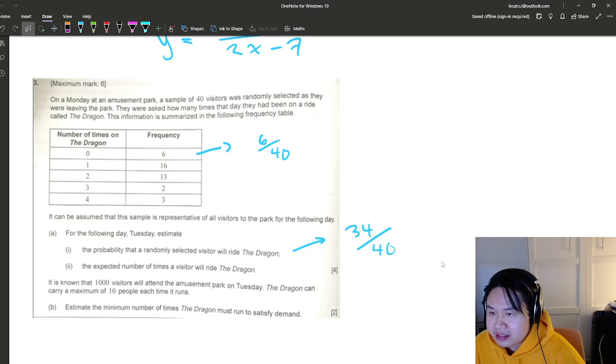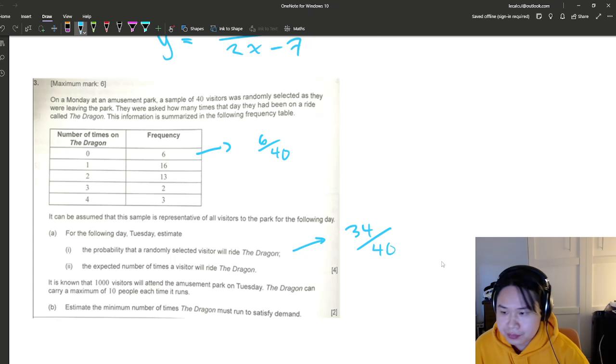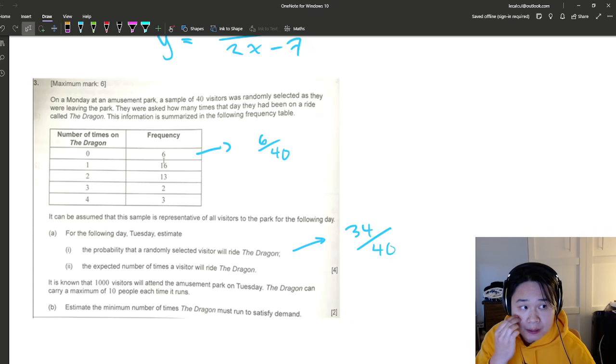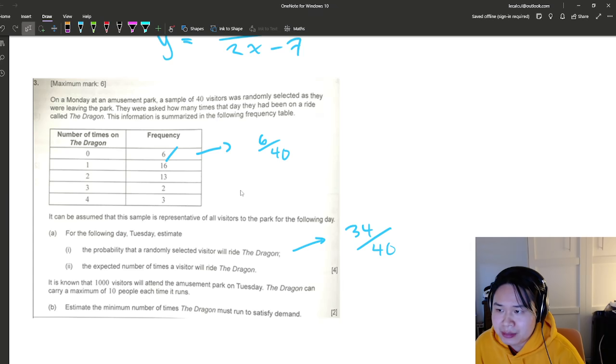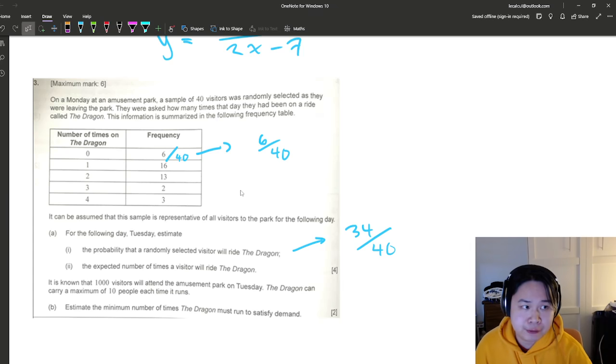Okay, and then we want to find the expected number of times a visitor will ride the dragon. To find expected value, we take the number of times and multiply by the probability. This isn't the probability, this is the frequency, but to change it to probability, we would put this out of 40.